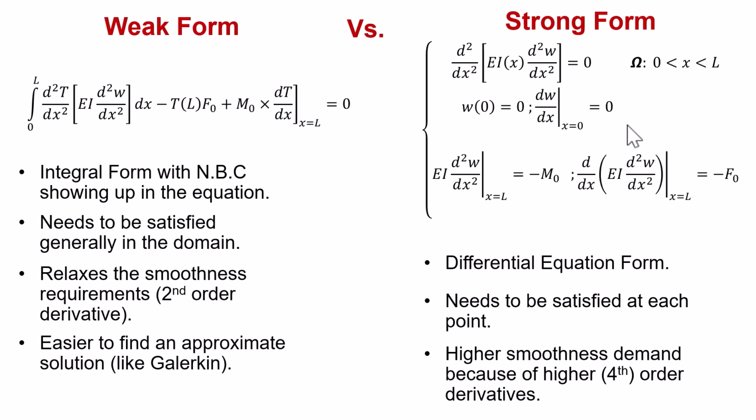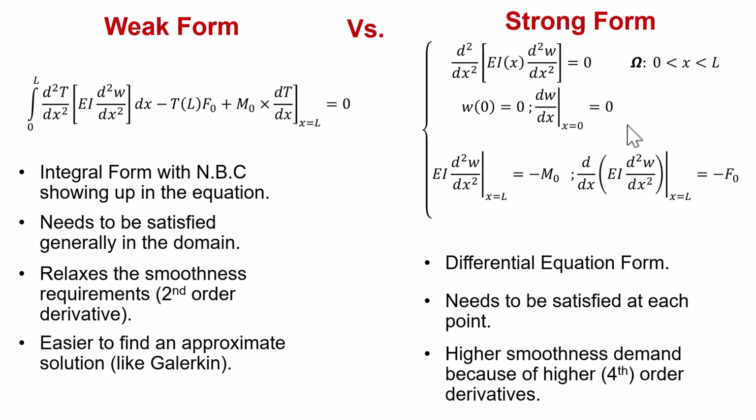On the left, we have the weak form. After multiplying by a weight function and performing integration by parts twice, we obtain an integral equation as you can see here. Now observe the key differences. It is an integral formulation, not a pointwise differential equation. Natural boundary conditions appear automatically inside the equation. The smoothness requirement is relaxed, only second-order derivatives are needed, and this makes approximation methods like the Galerkin method possible.